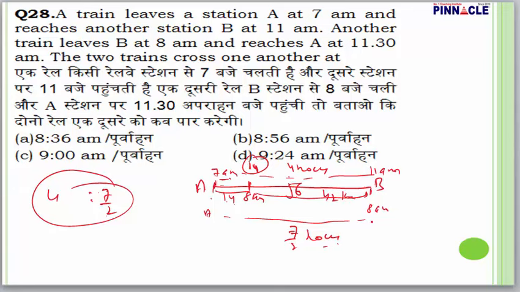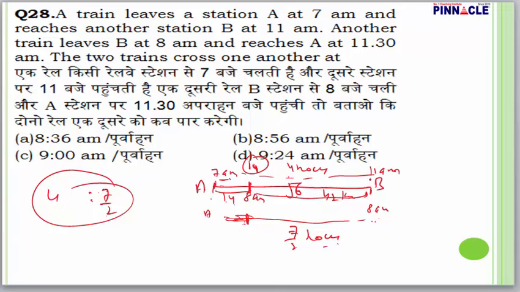Now at B the train starts at 8 a.m. and the journey total is in the same time, that is till here. Why till here? Because from this point, this time and this time would be the same. They will cross each other. So when the time will be the same, it means at one instant they will meet.